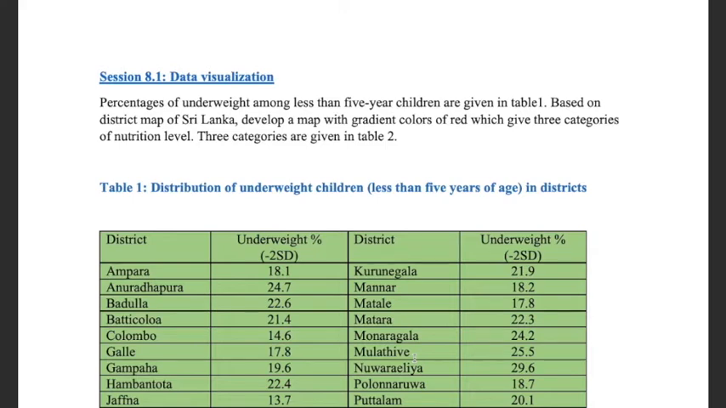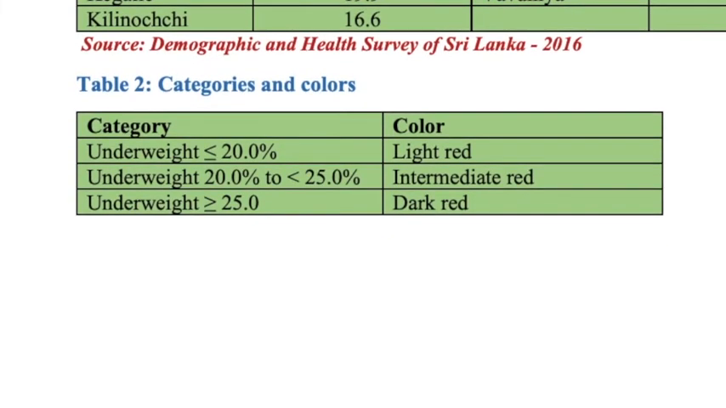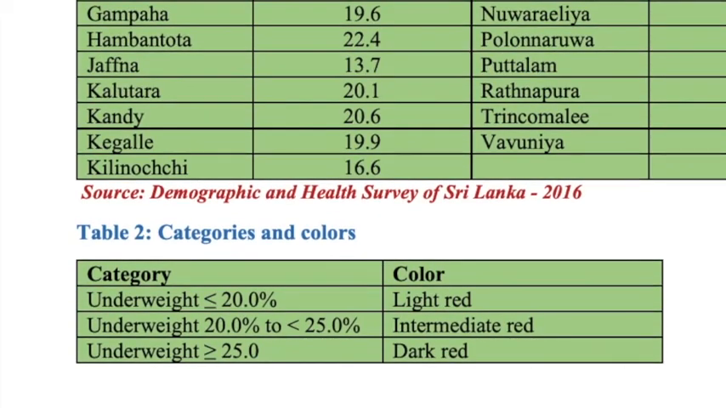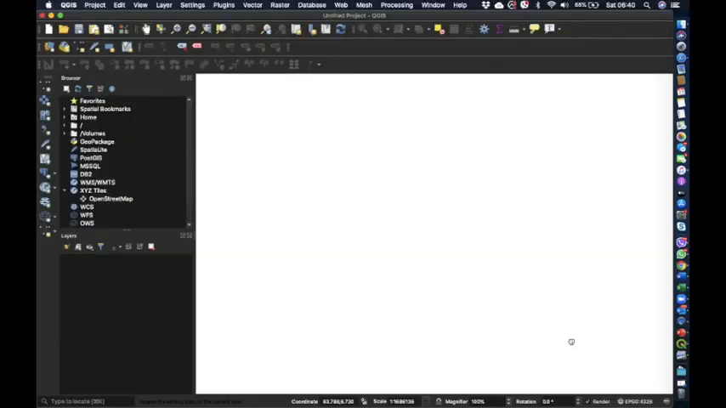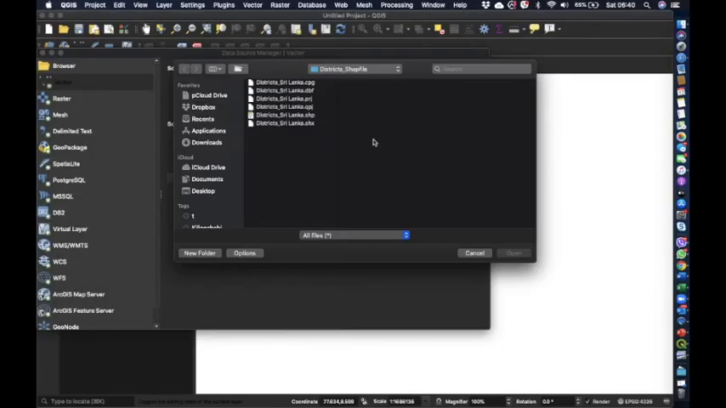The practical also says that when you visualize the data, the colors that should come to the map are stated. There should be 3 categories as shown in table 2. Let's open the QGIS software. We will add a new vector, a digital map which has the districts of Sri Lanka. Browse to the place where you have stored the district map of Sri Lanka. I have saved it in a folder called district shapefile. So the shapefiles of the districts of Sri Lanka are here. Out of them, I am going to open the district of Sri Lanka shapefile.